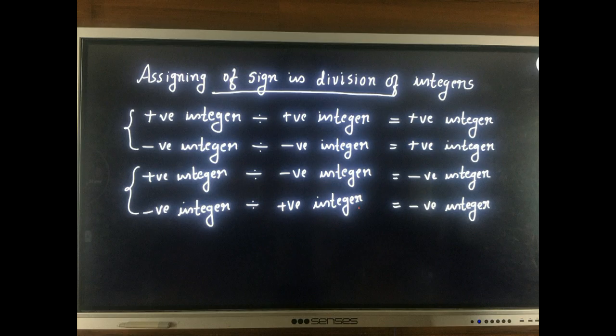And the third and fourth ones. Third one, positive integer divided by negative integer equals negative integer, and negative integer divided by positive integer equals negative integer. In the third and fourth conditions, one is positive and one is negative, which means they are unlike integers. For division of unlike integers, the quotient is always a negative integer.